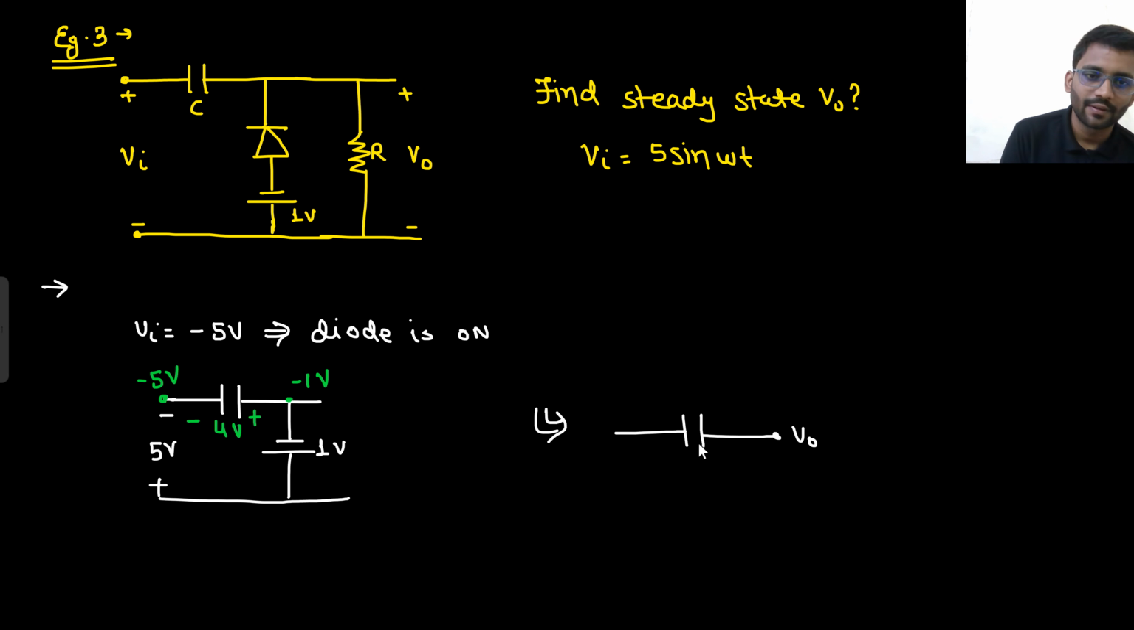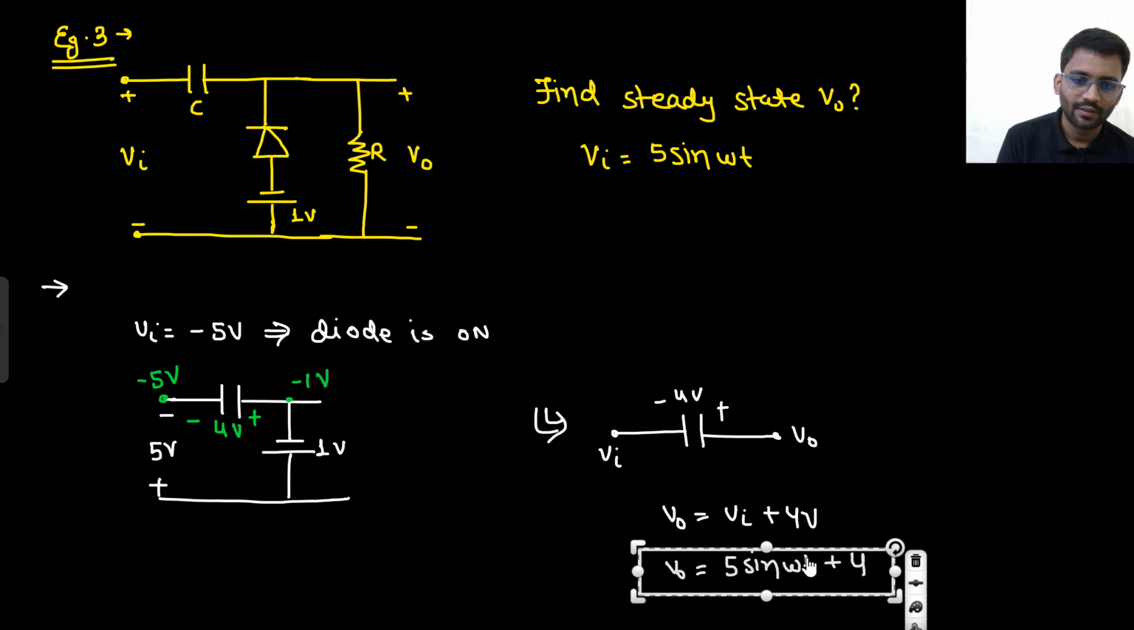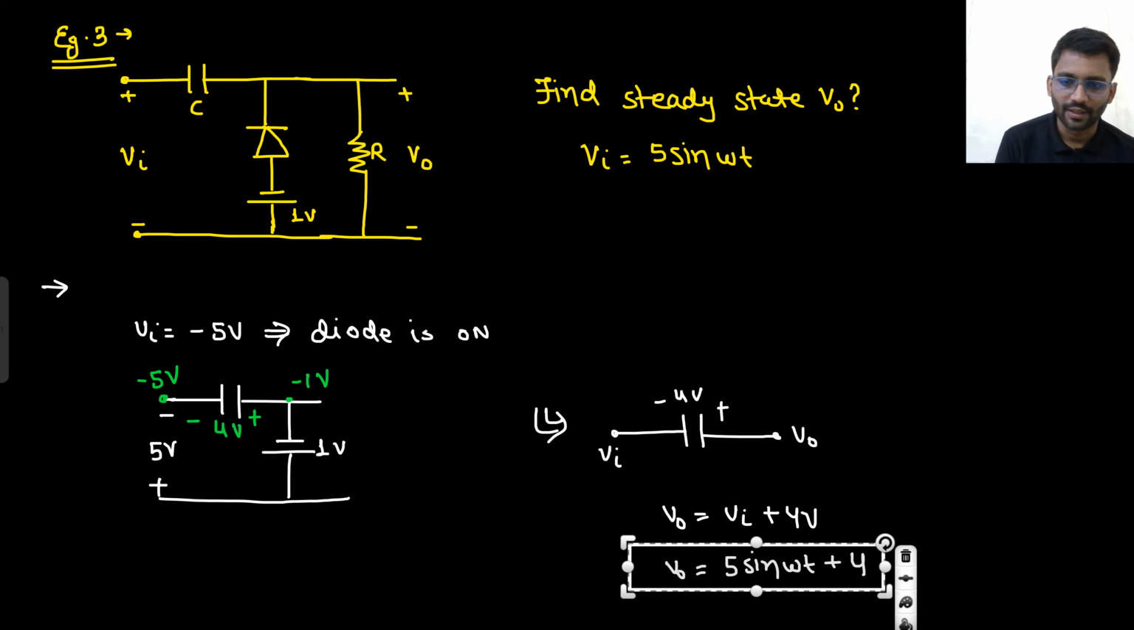this will be your V naught, and it is charged to 4 volt, and this is V in here. So V out will simply be V in plus 4. This is your V out. V in plus 4 volt, or you should write V out equals 5 sine omega t plus 4. So it is clamping up by 4 volt.